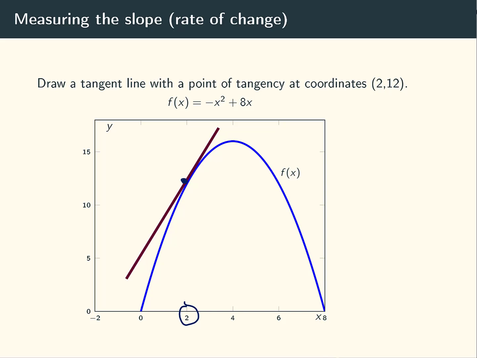And this is the goal that we're going to have going forward from here. We're going to try to find a tangent line at the point of interest where we would like to know the slope of the curving function.